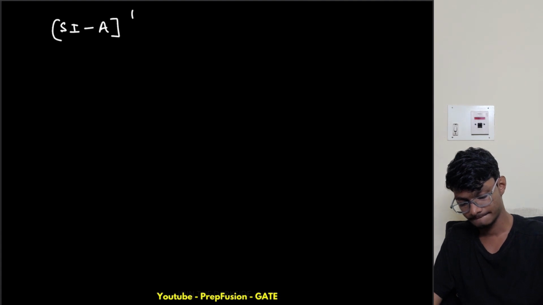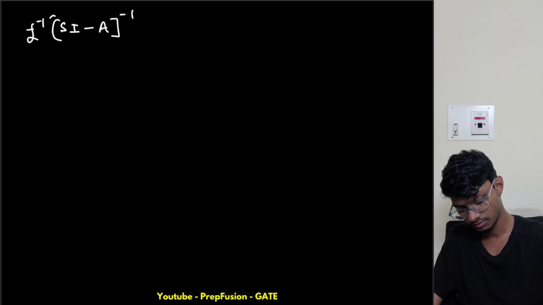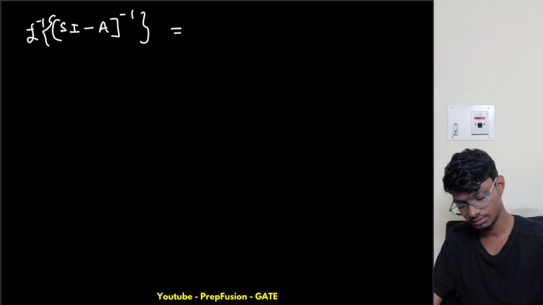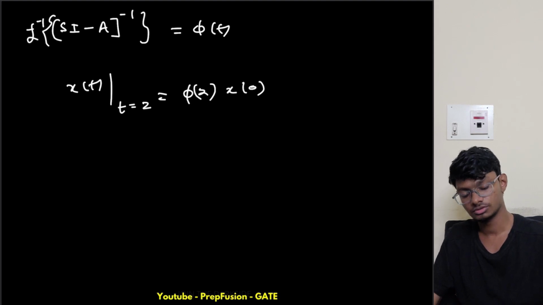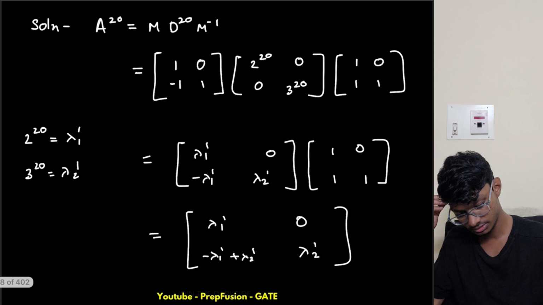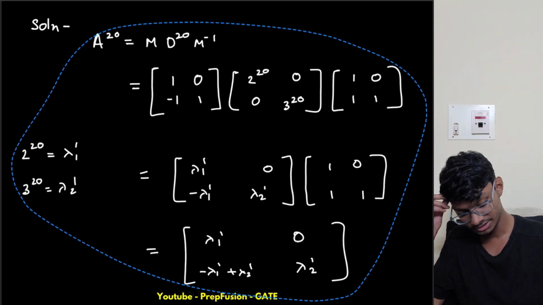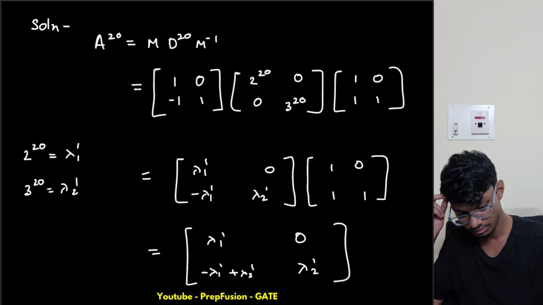Okay, then you will find the Laplace inverse of this. There you will find phi of t. Now for x of t at t equals 2, you will do phi of 2 times x of 0, right? So this is one method. You can do this obviously, it's your wish.